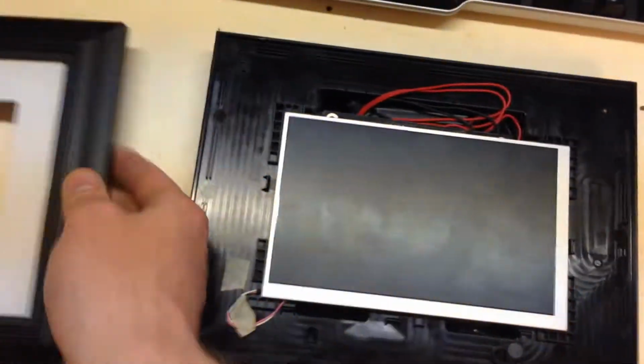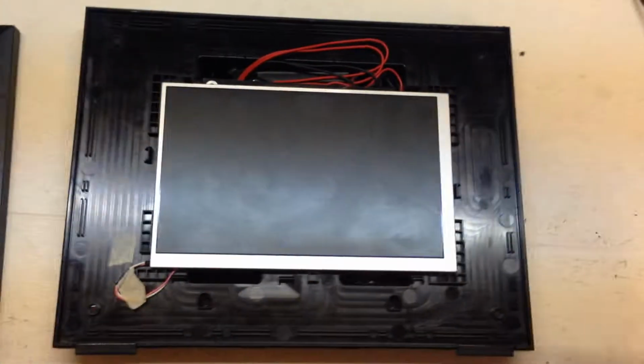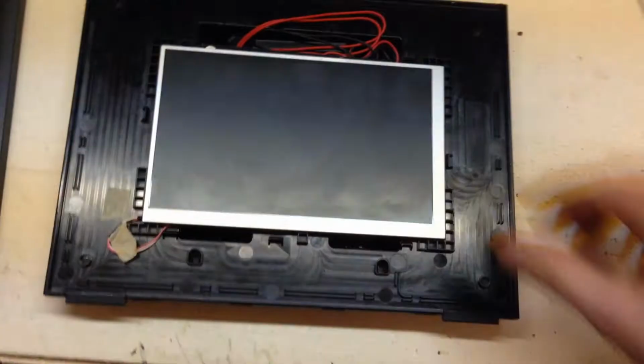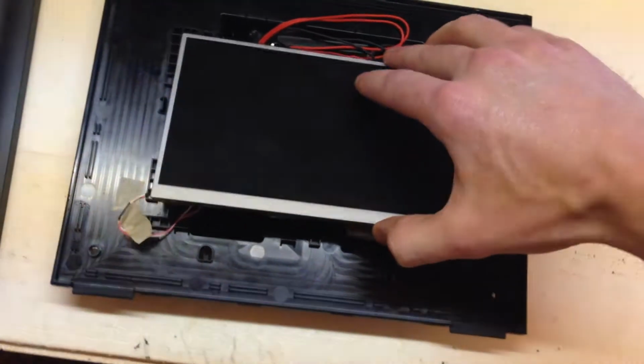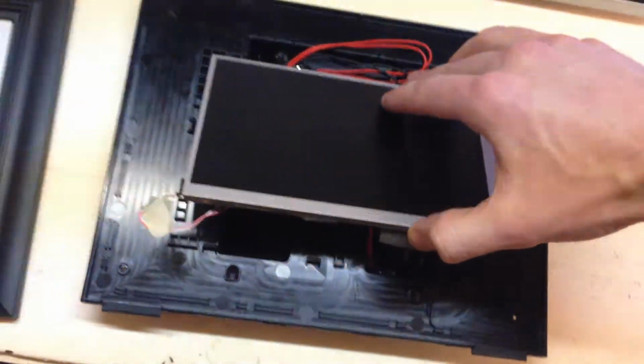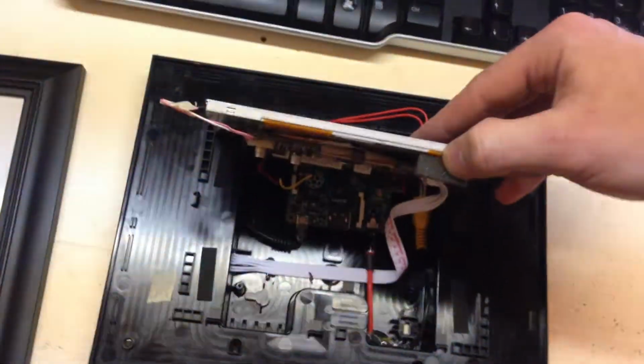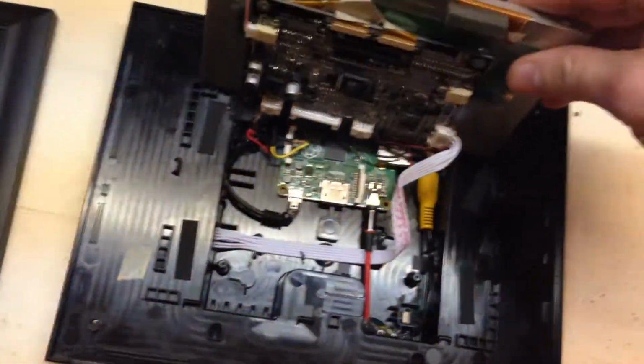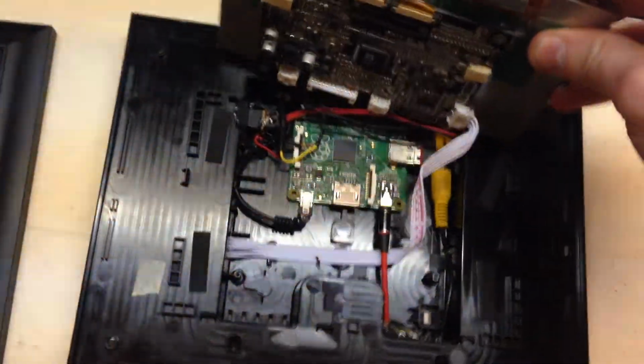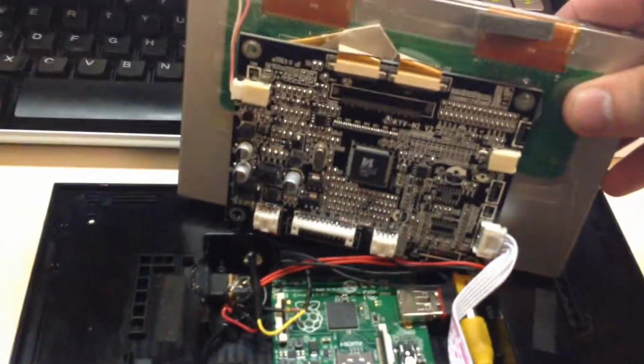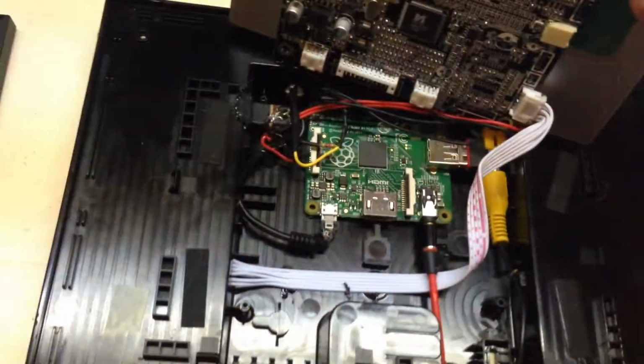I found this picture frame at a secondhand store for $3.99. I took the driver board out and ordered one that was compatible. Luckily, I found one, a picture frame that had a driver board that was compatible. I stuck a Model A in it. Here's the driver board. It takes VGA and video.